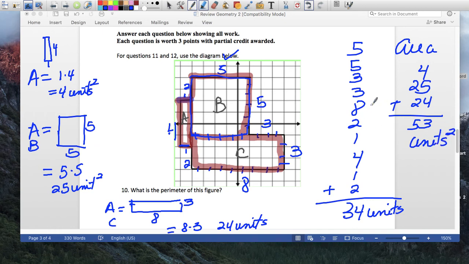Okay, worst case scenario, if you're not too comfortable with this, find the area and break it up into 3 rectangles, you can count the squares.